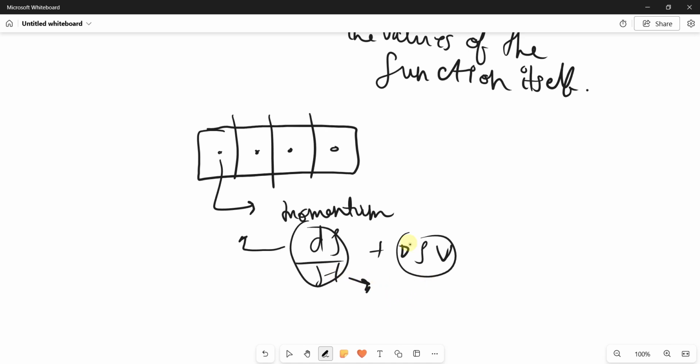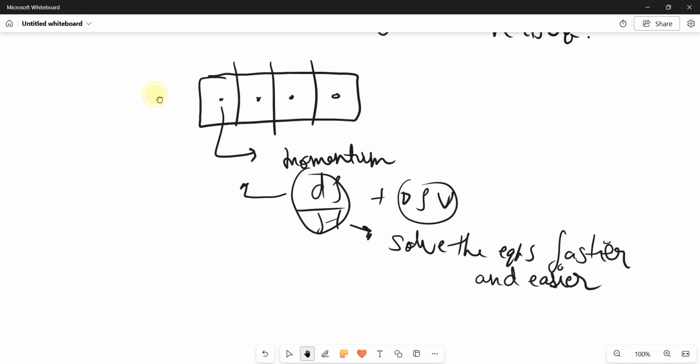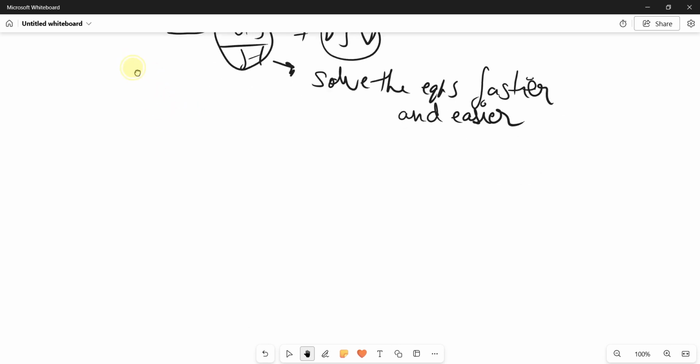So here you get it into simpler terms, and then you can solve the equations faster and easier. So instead of solving the PDE, you are directly converting it into a simpler form and solving it, right? In short, you can say that you're trying to avoid calculus and going the numerical way. So that is your numerical discretization.